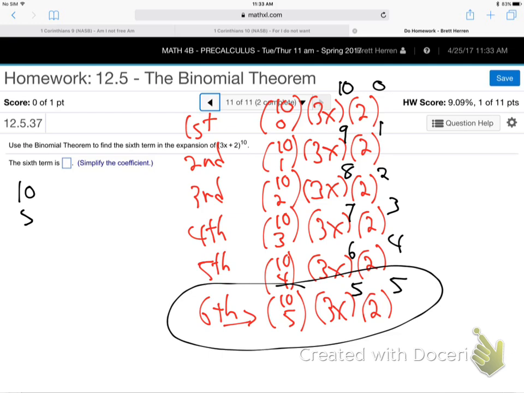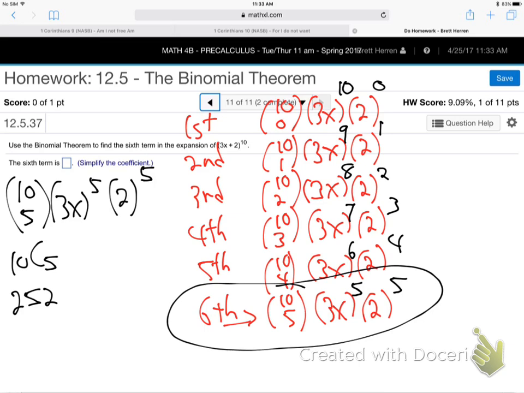So it's 10 choose 5, 3x to the fifth, 2 to the fifth. So 10 choose 5 in your calculator. Somebody have that one? 252, thank you. And then 3x to the fifth will be 243 x to the fifth, and 2 to the fifth is 32. It's going to be a whopping number. So see how I'm figuring all the little parts out there?